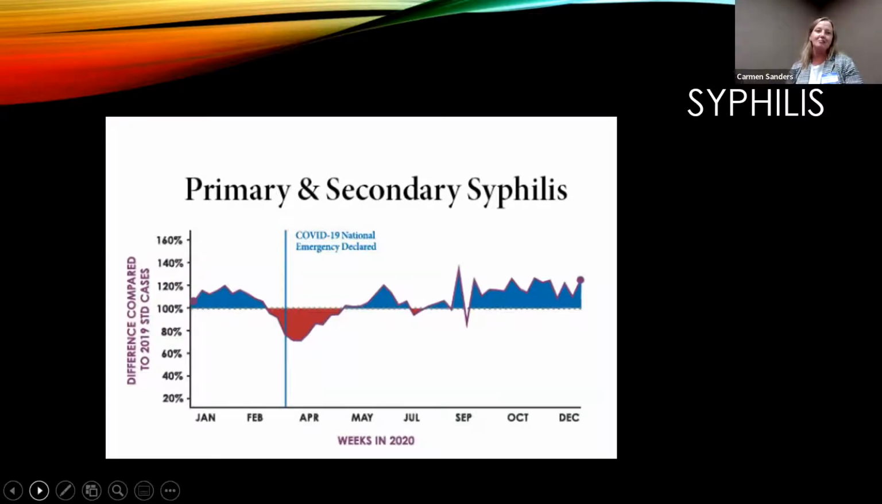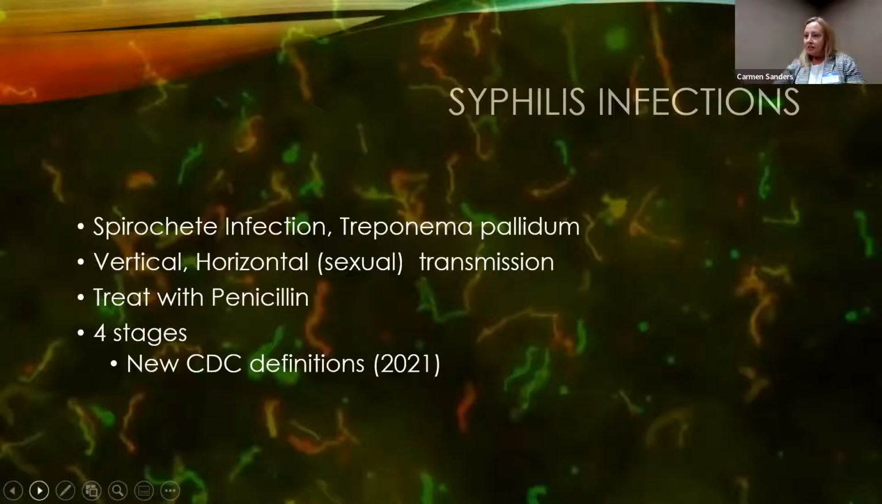And again, this is the difference compared to those 2019 STD cases. And this is just another graph that shows how sharply everything declined at those lockdown points at, you know, March and early October, late September. Go ahead and go to the next slide, Moniz, please.